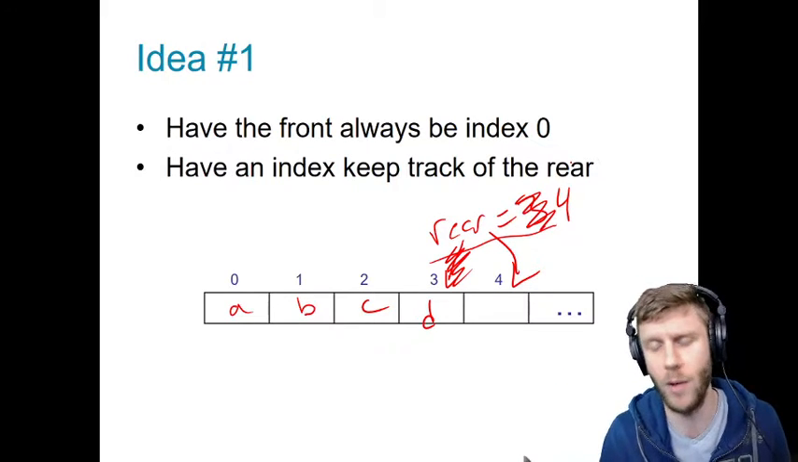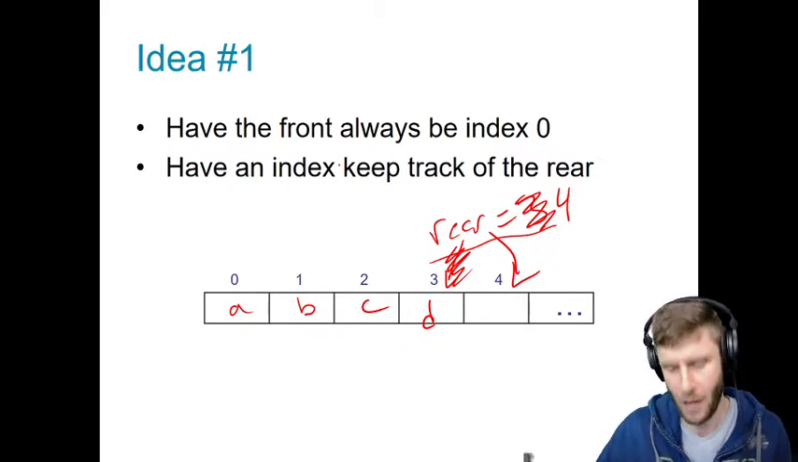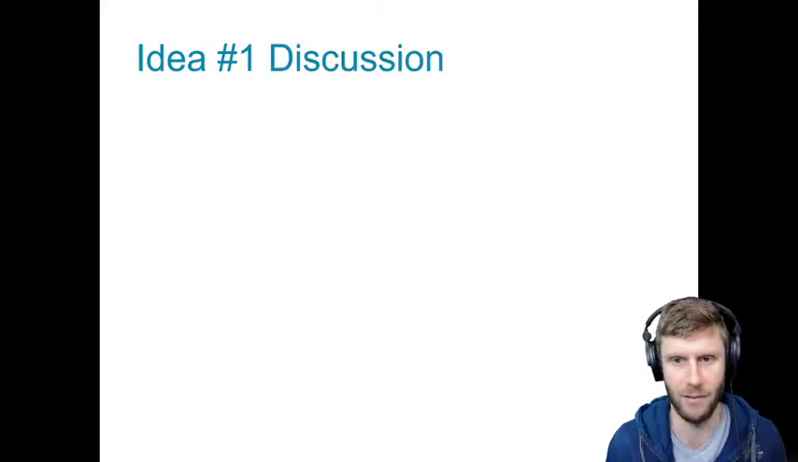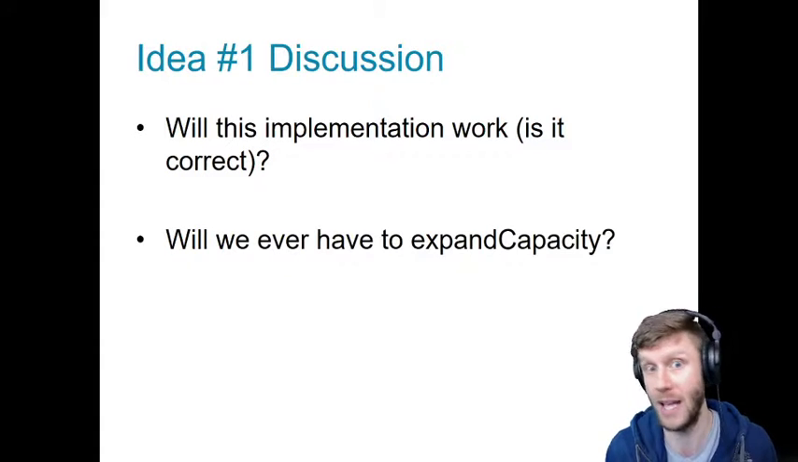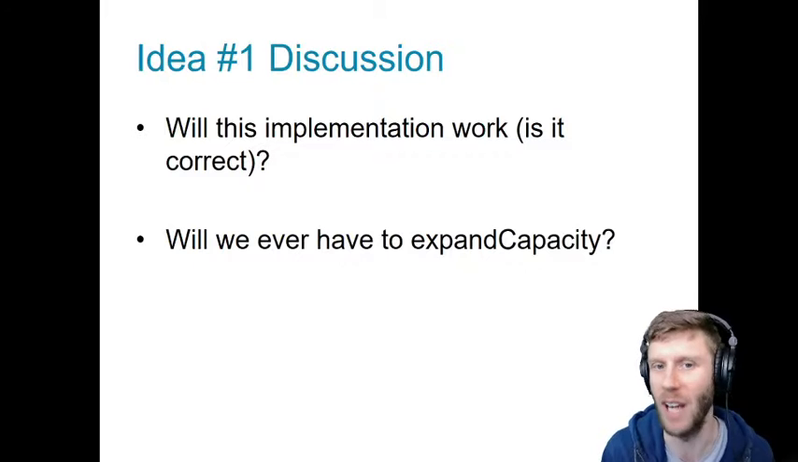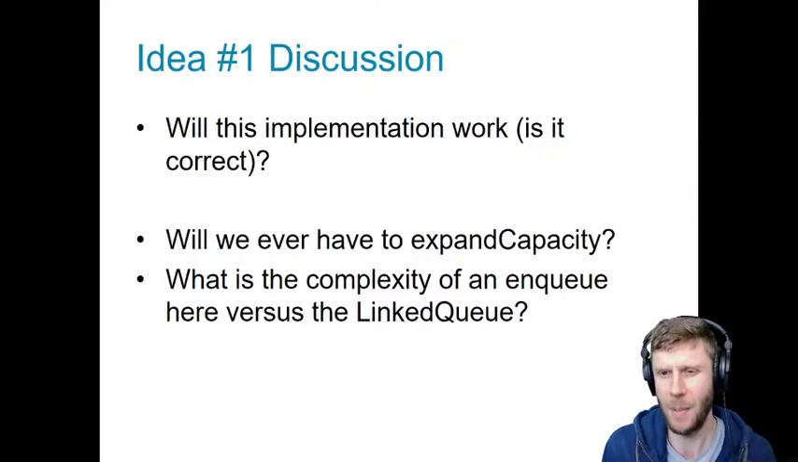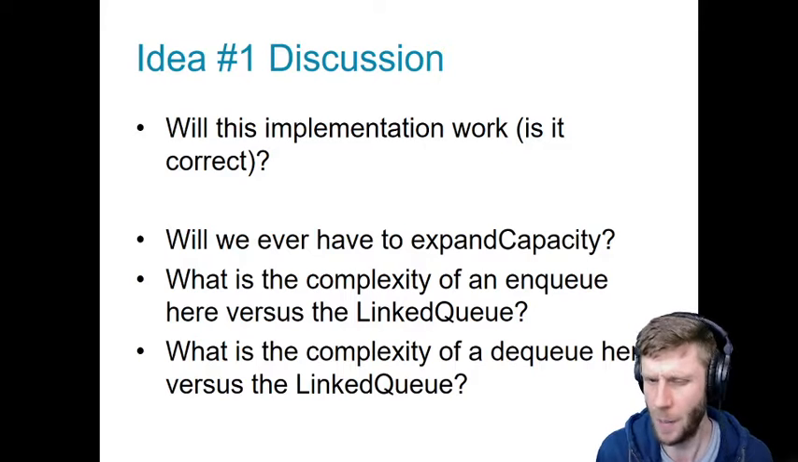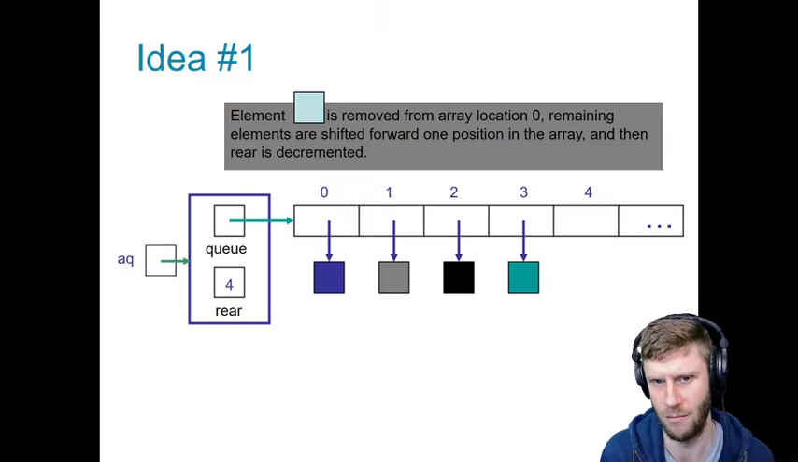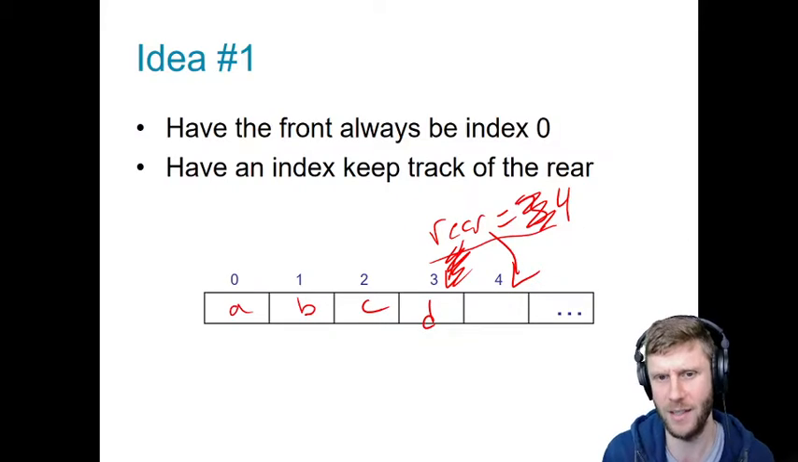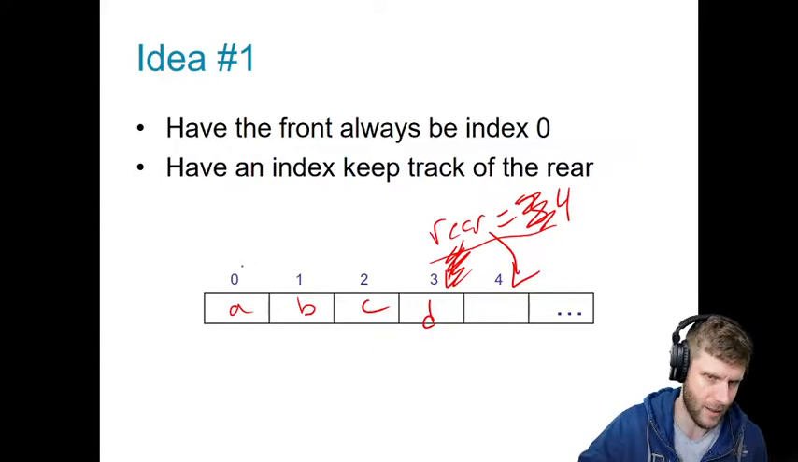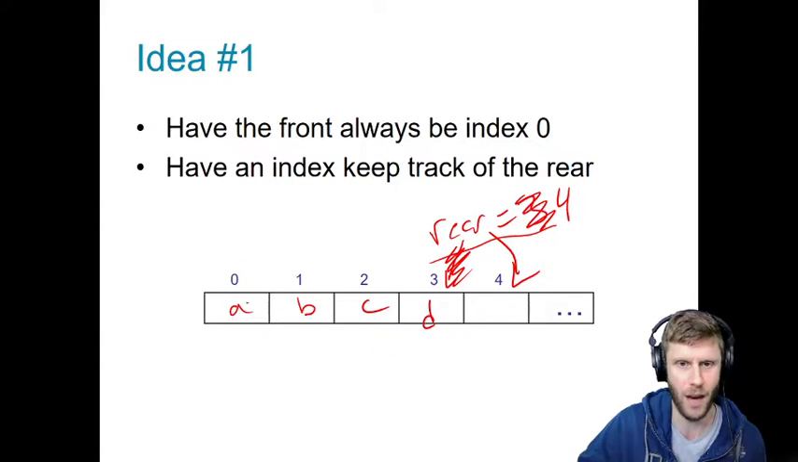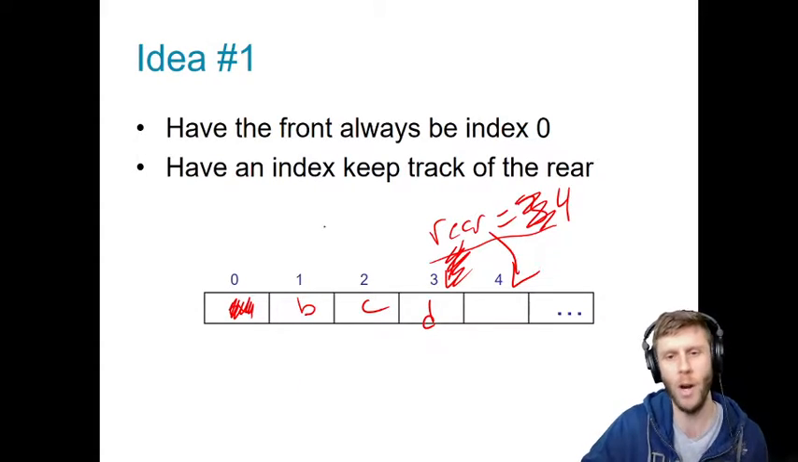Order 1, right? We just add it. But then we have a bit of an issue. Will this implementation work? Is it correct? Absolutely. Will we ever have to expand capacity? Yeah, probably, right? What is the computational complexity of in-queue? Well, it was order 1. And what's the computational complexity of DQ, if I want index 0 to always be the front? If I ever want to remove the A, right, what do I have to do?